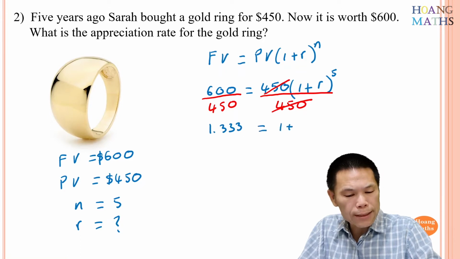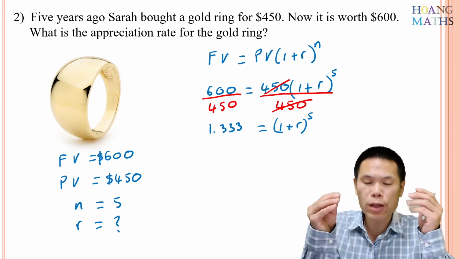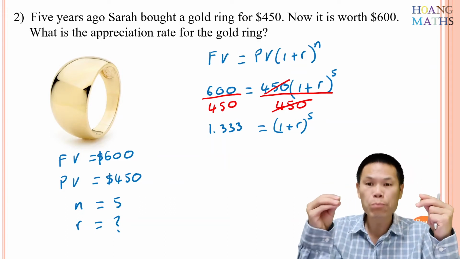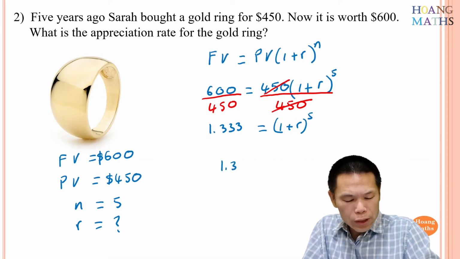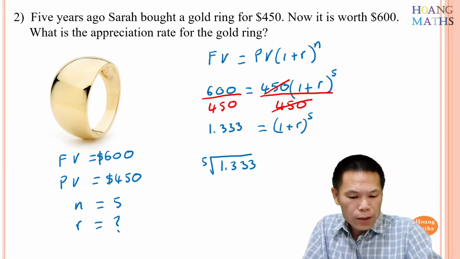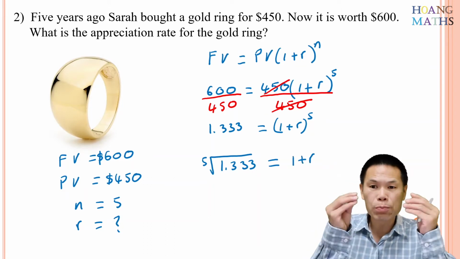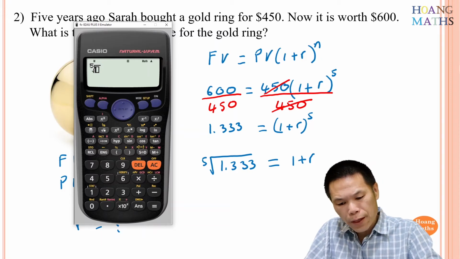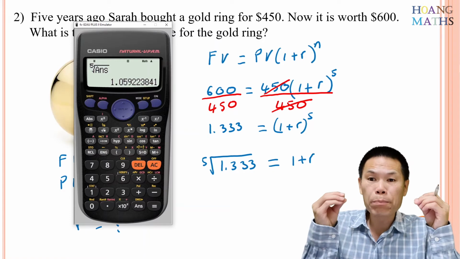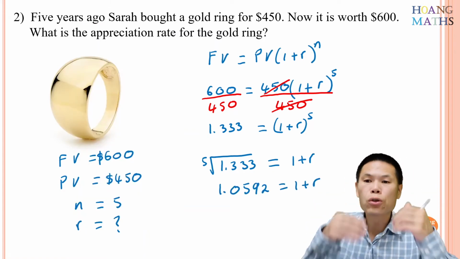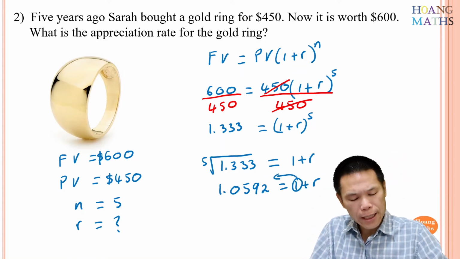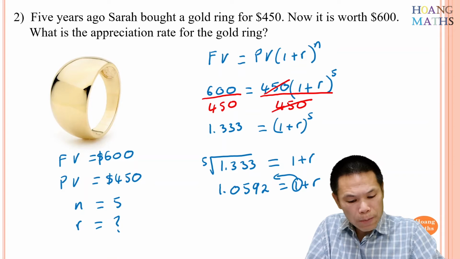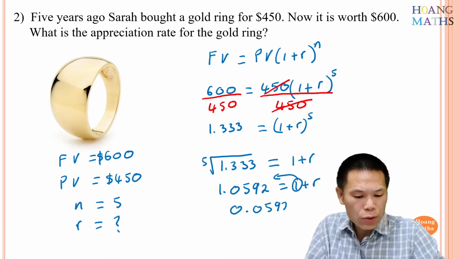So 1.333 is equal to (1 + R) to the power 5. We need to get rid of the power 5, so we do the opposite. The opposite of power 5 is the fifth root, so I take the fifth root on both sides. The fifth root of 1.333 becomes 1 + R. On the calculator, I press shift, this button here, then 5, and the answer is 1.0592. To solve for R, I move the 1 to the other side, so it becomes minus: 1.0592 minus 1 gives 0.0592, which is equal to R.